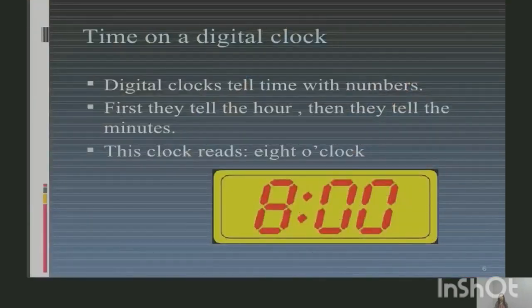Now, time on a digital clock. Let us read about the digital clock now. Digital clocks tell time with numbers. First, they tell the hour, then they tell the minutes. This clock reads 8 o'clock.